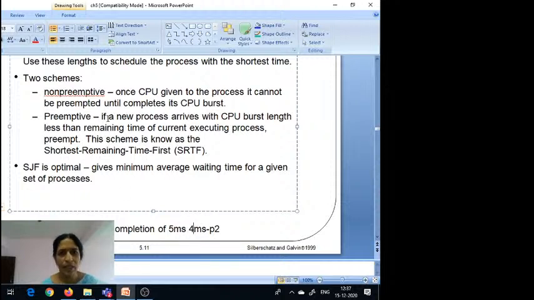If a new process arrives with a CPU burst length less than the remaining time of the currently executing process, in that situation, P1 is preempted from the CPU and P2 is assigned to the CPU for execution. This type of version, that means shortest job with the preemptive version, is called shortest remaining time first.